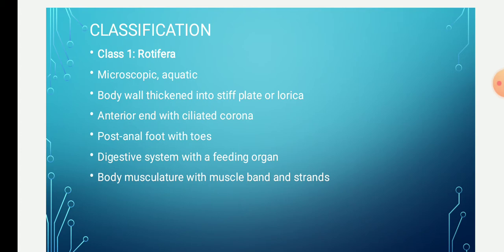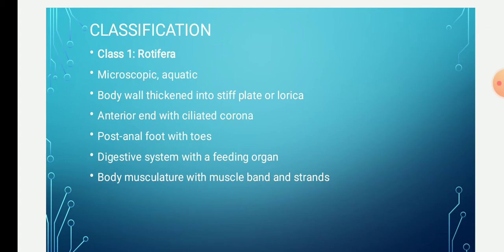Okay, so we will study the first class, that is the Rotifera. Rotifera include the microscopic aschelminths that are totally aquatic, that is, they are found in ponds, lakes, and streams, and very few are found in the marine ecosystem. The body wall is thickened with stiff plates, also called a lorica, into which the head may be retreated.